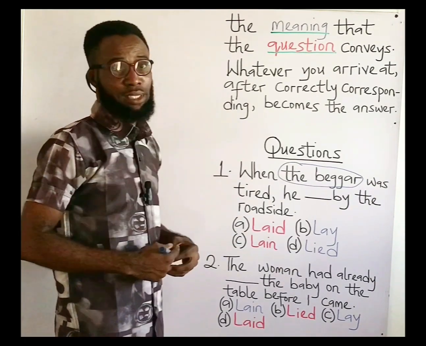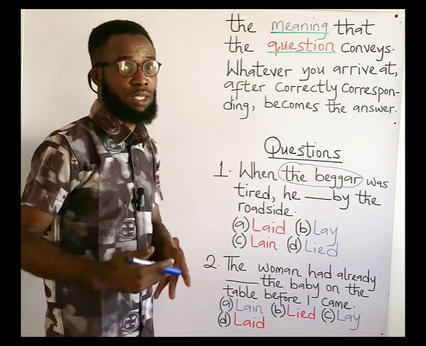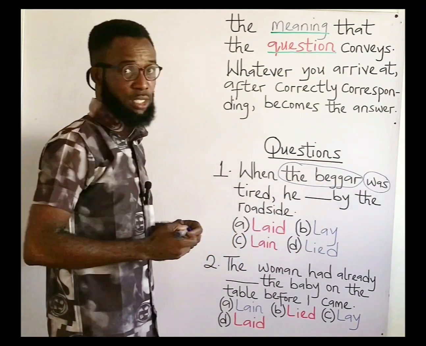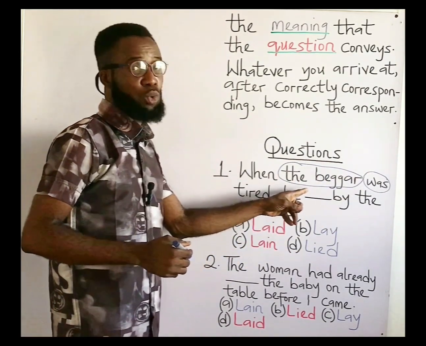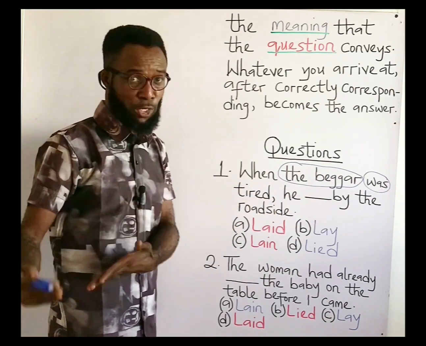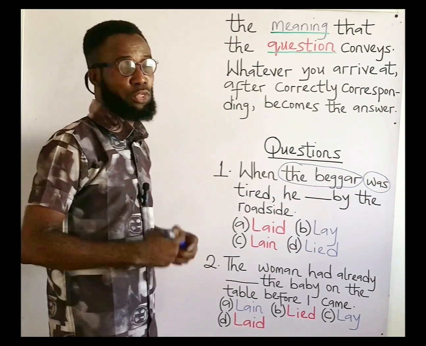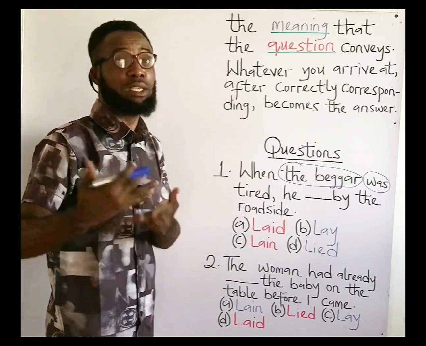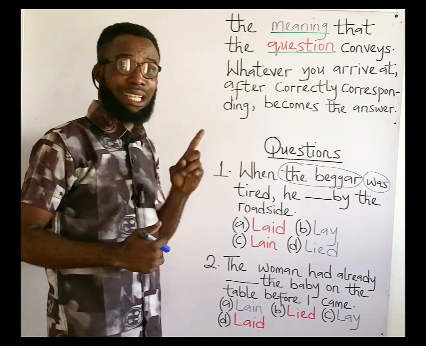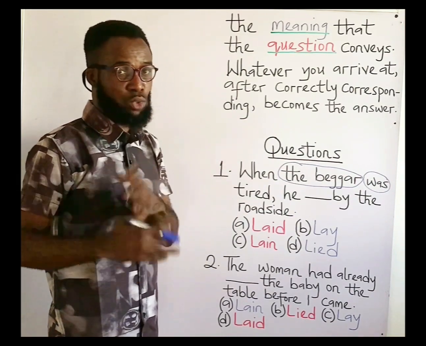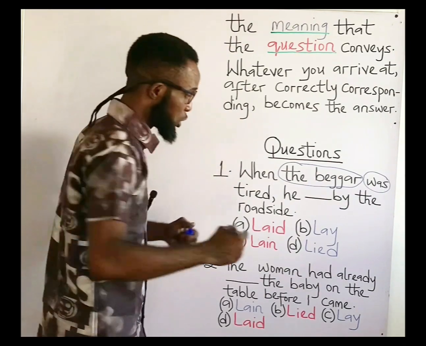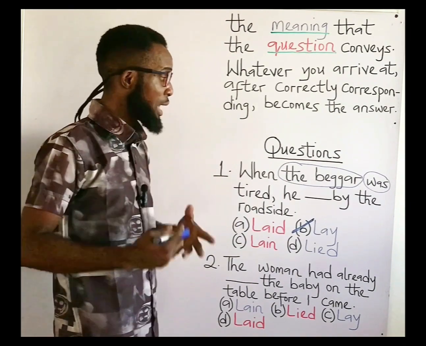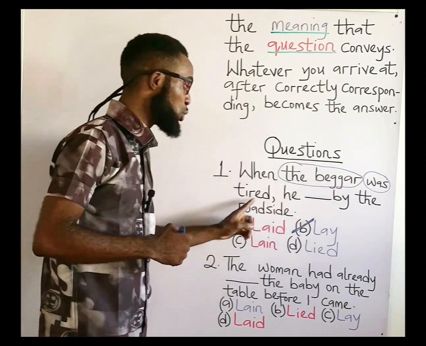If you look at the sentence, you will find out that it is in the past because it contains was. For that reason, whatever should enter this gap in the question should be a past tense verb. You will agree with me that for the meaning to place yourself in a flat or horizontal position on a surface, the past tense is lay, spelled L-A-Y. So for this question, the correct option is option B, so that the question reads, when the beggar was tired, he lay by the roadside.